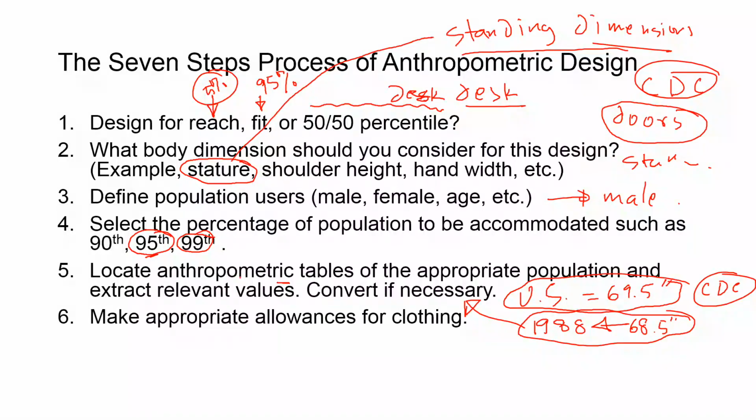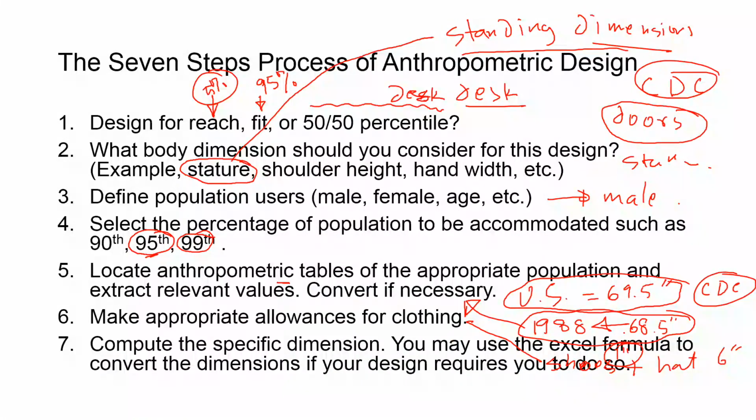And then you have to also think about the clothing adjustment. For example, somebody's wearing shoes, maybe the Lincoln hat, which is about 6 inches tall. Shoe heel height for the male population is about 1 inch. So you have to consider that, and then you add all of them up. That will give you the final dimension for the door height.